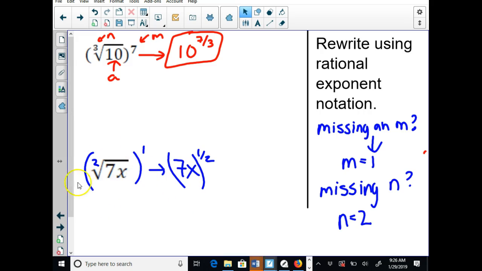We then talked about this problem, which I liked, because what happened? Well, we were missing an M out here. We're also missing an N. So we talked about what M and N are equal to when that happens.